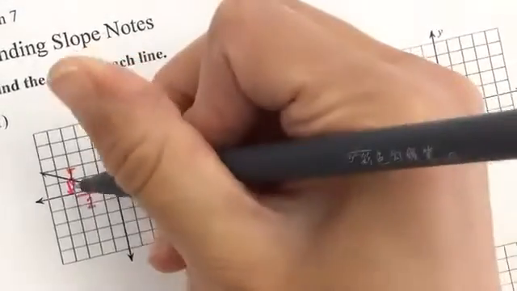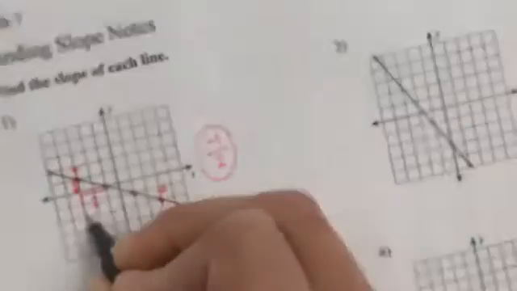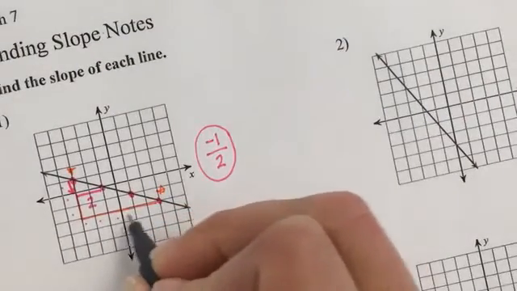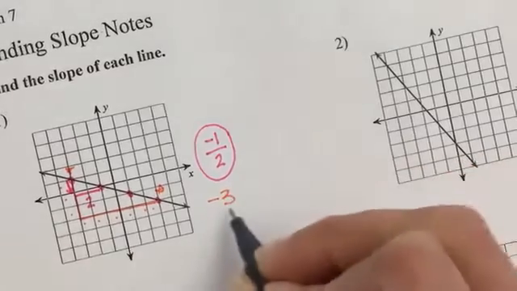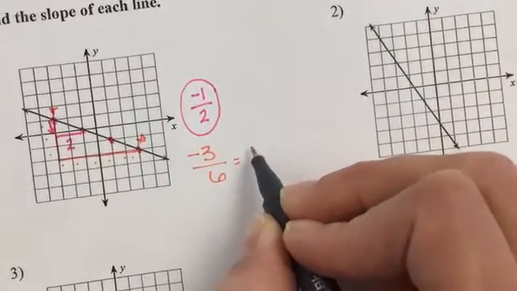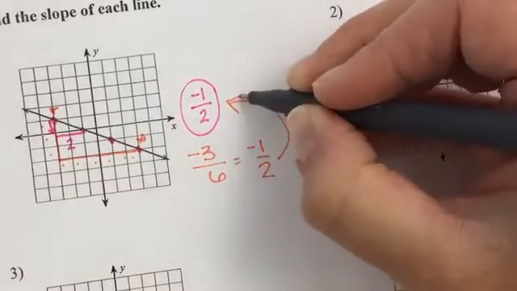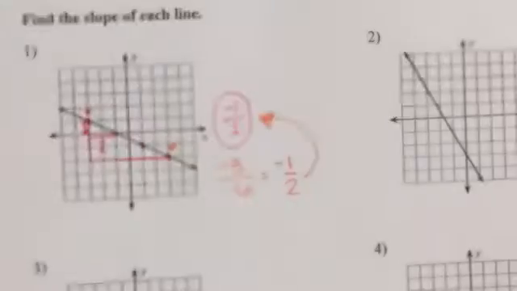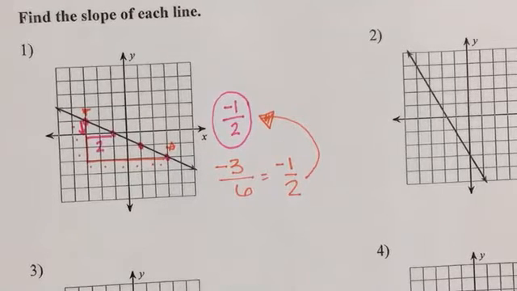I would count down 1, 2, 3, and right 1, 2, 3, 4, 5, 6. I would have down 3, right 6. Well, what does negative 3 over 6 reduce to? Negative 1/2. So do you notice that they end up equaling the same thing? It doesn't matter which two points you take on your graph, as long as they are good points.